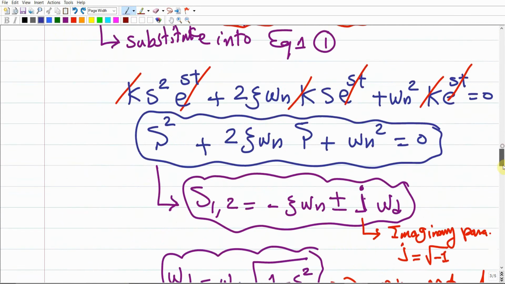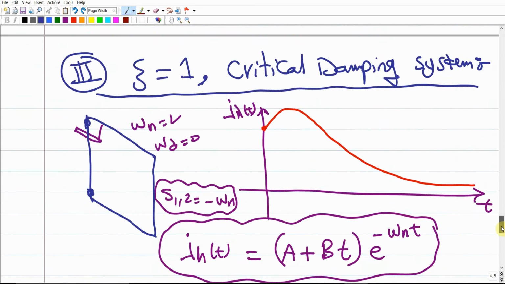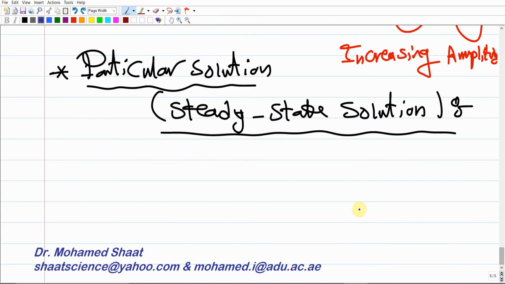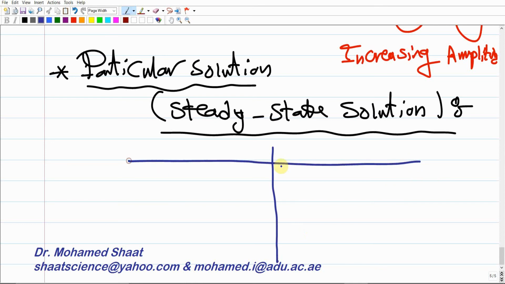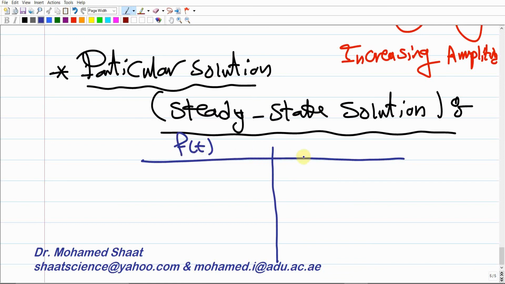So depending on the function of f of t, we can assume a trial function. There are lots of things, basically. We can give a rough estimation. Let us consider this table of some common functions that would be assumed, and their corresponding trial function. For example, this is the f of t column, and this is going to be the I particular trial function that we're going to assume for the particular solution.